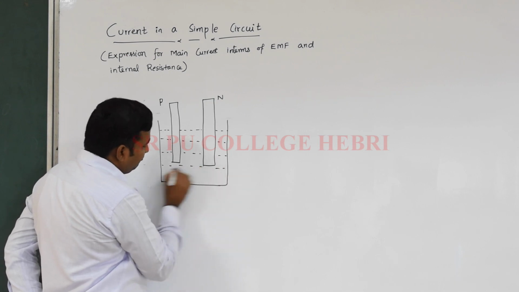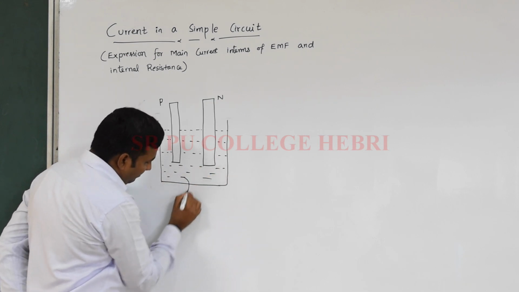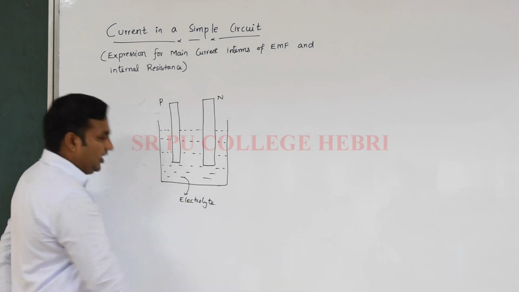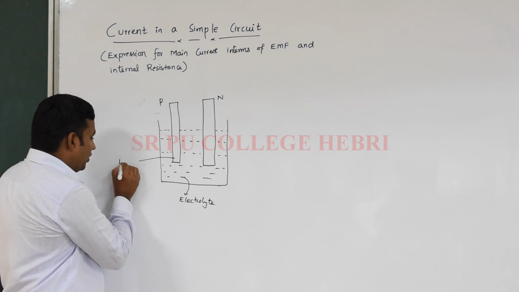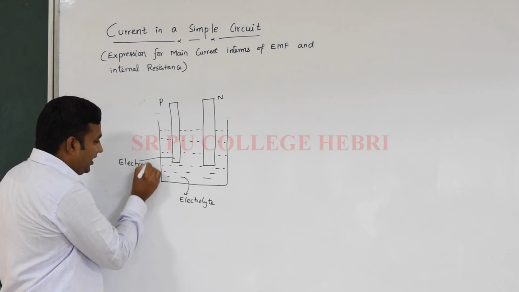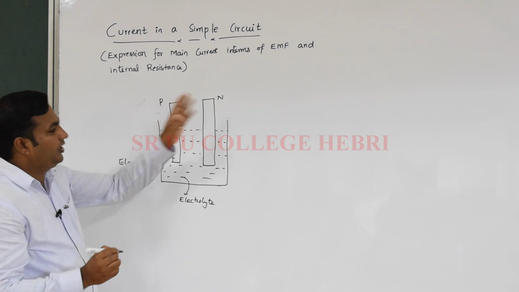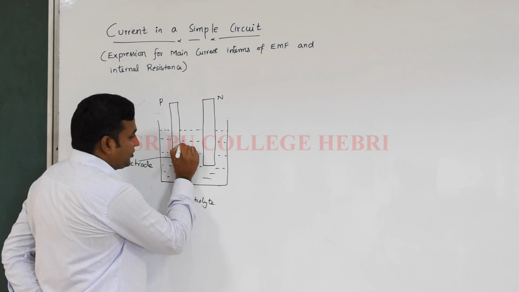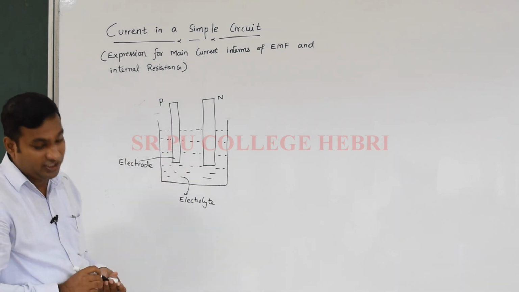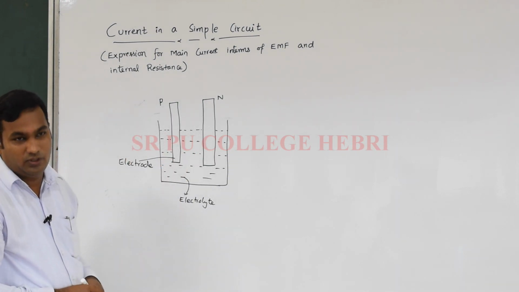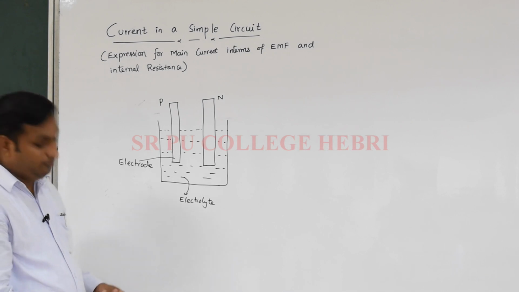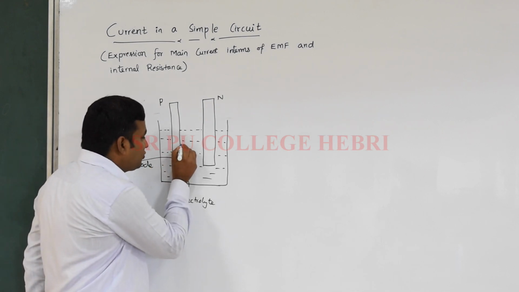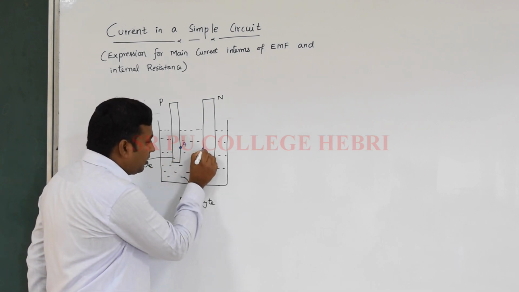Again here, what does this represent? The electrolyte. These two are called electrodes. One is the positive electrode and the other is the negative electrode. Inside the electrolyte, I consider two points. One point is A and the other is point B. These are the two points I want to think about. I assume that this particular point is A, and this particular point is B.